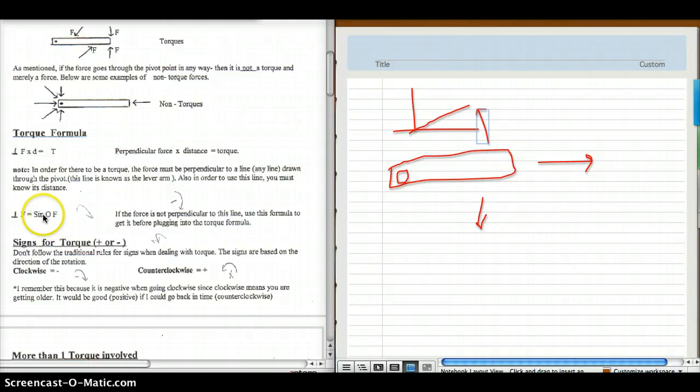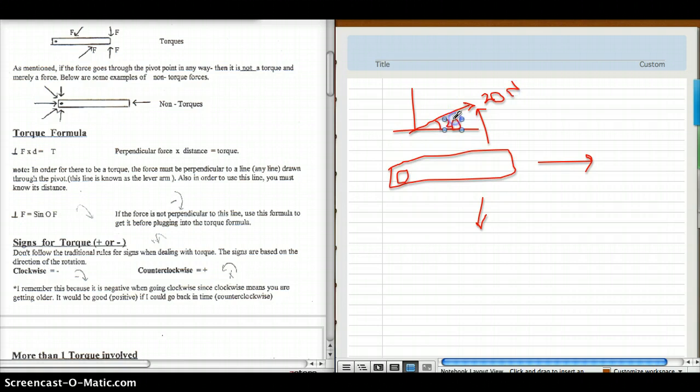This is just sine, and this right here means angle. It's supposed to be theta, but your angle will go here, and the angle that will be given is right here, and you're calculating this portion of it. To plug it in, this is your force going in this direction, so let's say that's 20 newtons, and this is maybe a 20-degree angle.